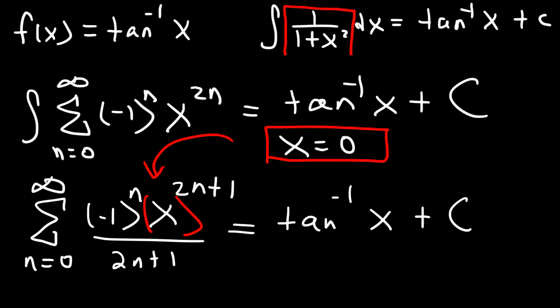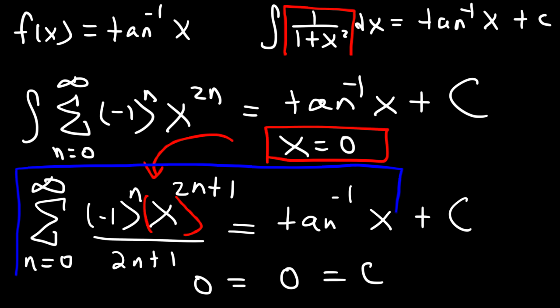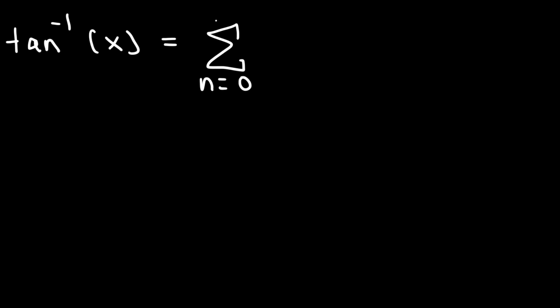0 to the 2n plus 1, that's going to be 0. So this entire left side will be 0 when x is 0, and that's going to equal arctangent of 0, which is 0, plus c. So 0 is equal to c. So therefore, this is the power series for arctangent of x. This is the answer.